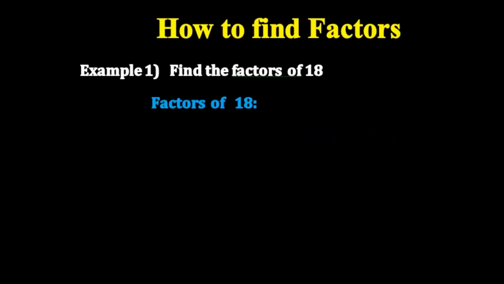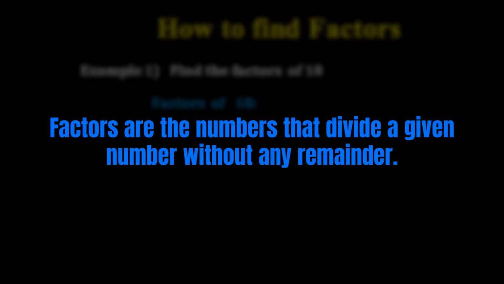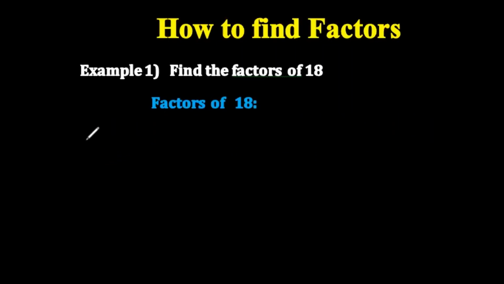Example 1. Find the factors of 18. Factors are the numbers that divide a given number without any remainder. First, let's divide. 18 divided by 1 is 18. 18 divided by 2 is 9. 18 divided by 3 is 6.